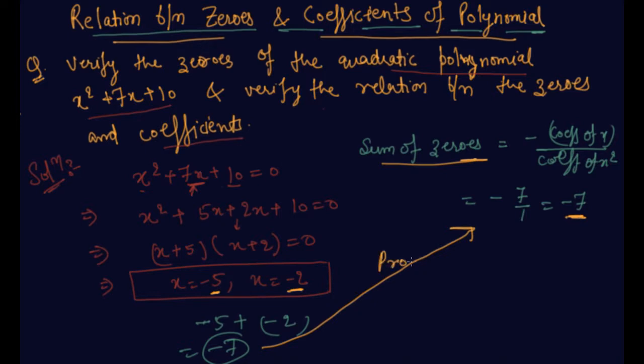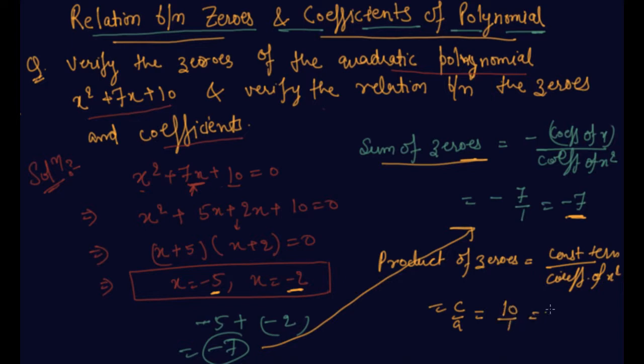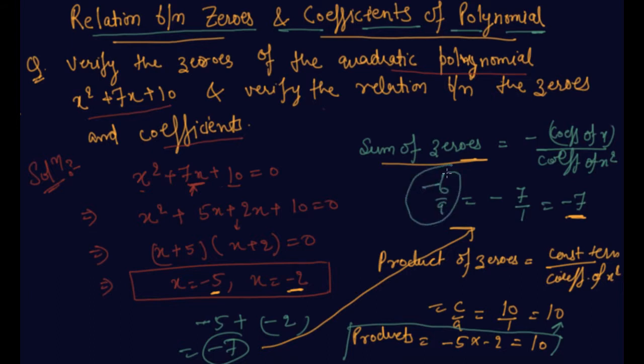Let me check again for the product of zeros. The product of zeros will be the constant term upon the coefficient of x square, which is c by a. So c here is 10 upon 1, which is 10. You can also cross-check with the product of our two roots, minus 5 into minus 2, which also equals 10. So you can see that this relation always holds true: you can directly apply the formula minus b by a, by comparing with the standard quadratic equation and getting the values of a and b, and you will get the sum of zeros.